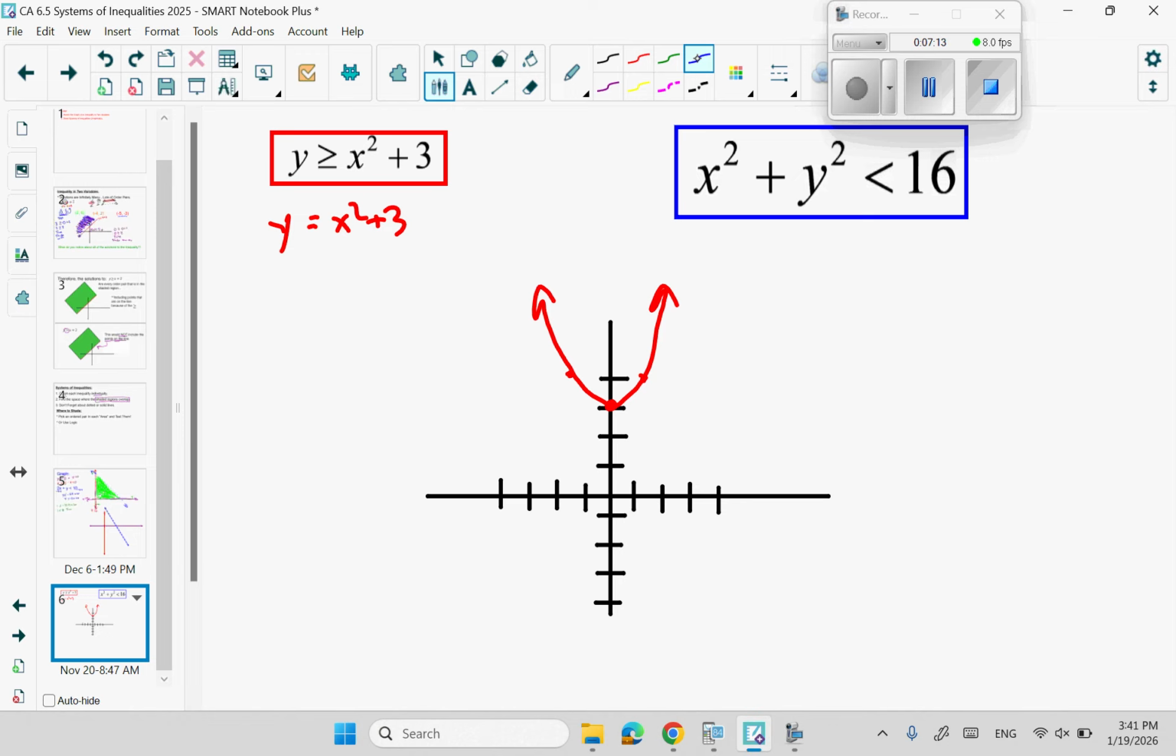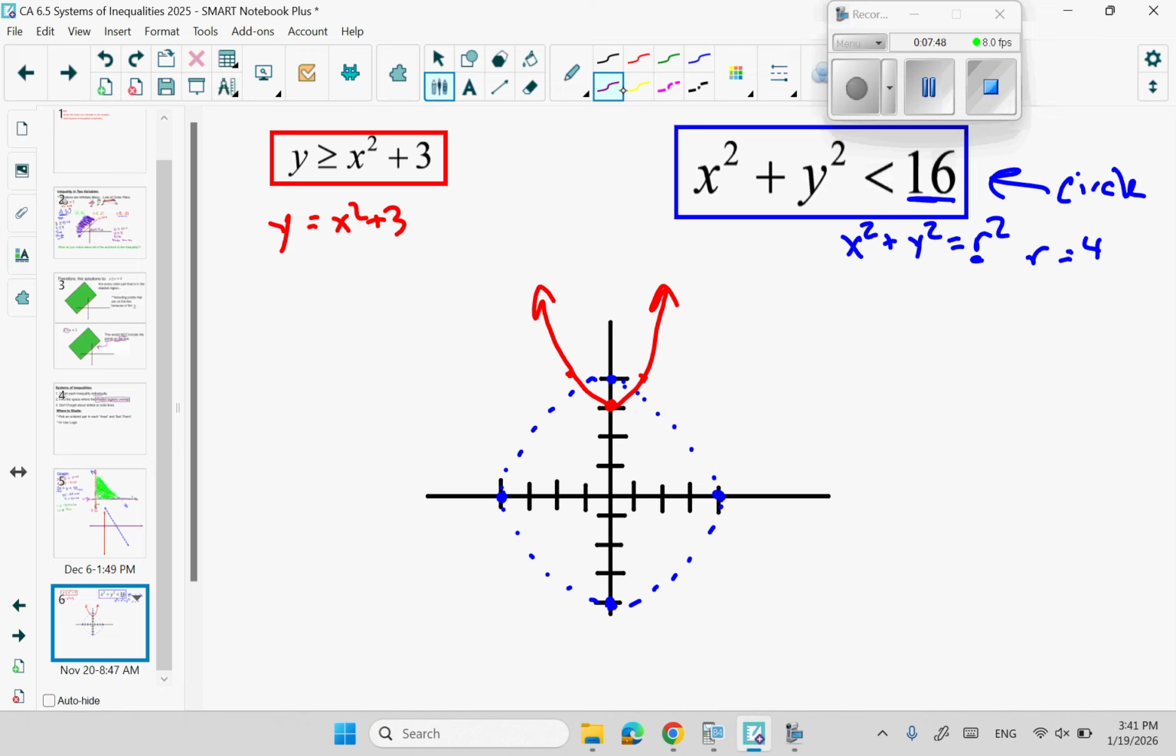Over here in blue, couple things. I could recognize that this is the equation of a circle, which follows x squared plus y squared equals r squared. So I could tell that my r would equal 4, which would just be a radius. So I'd go 4 in each direction, and I could turn that into a circle. Because it doesn't have the equal to, that'd be a dotted line. So it would look something like that.